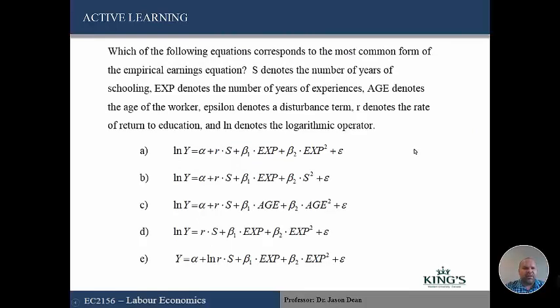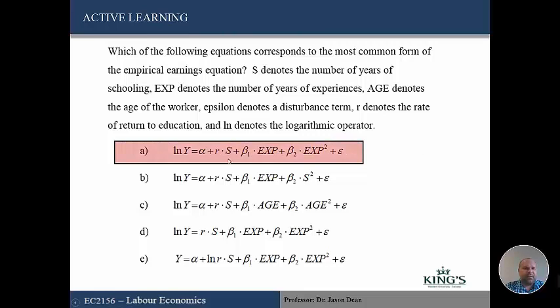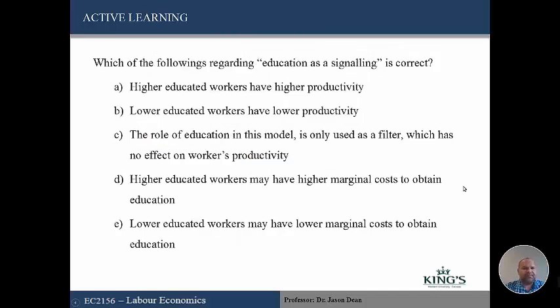Now, in this question, we're asked what the regression estimation specification was that is used to estimate the returns to schooling. So which one of these specifications is the one we talked about in the lecture? You can pause it and then I'll give you the answer. So the answer is A. Okay, so we have r times years of schooling, and then we have these coefficients in front of experience and experience squared. So we have a quadratic in experience.